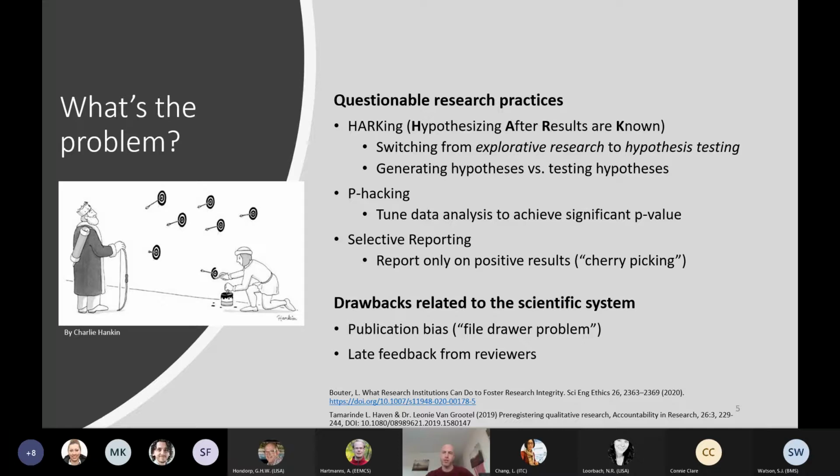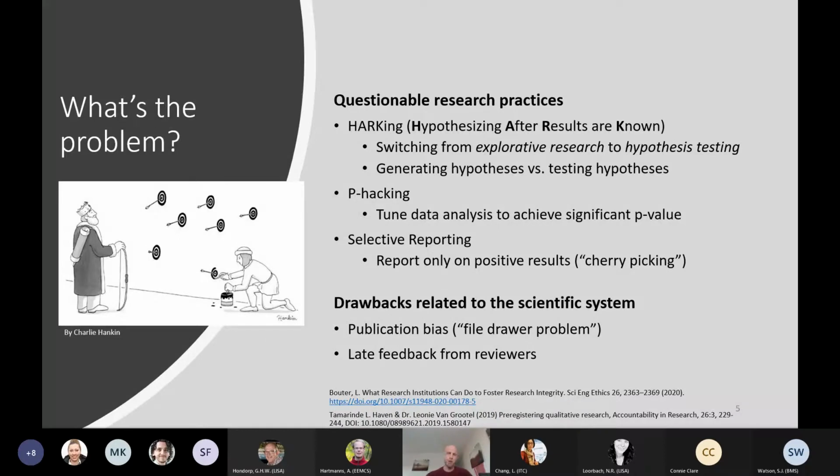Another questionable research practice is p-hacking. P-hacking means that researchers tune the data analysis in a way that they achieve significant p-values in situations where it would have been non-significant otherwise. Finally, selective reporting happens if researchers only report on positive results, which is also known as cherry picking. This can result, for example, in underreporting of unexpected or undesirable experimental results.